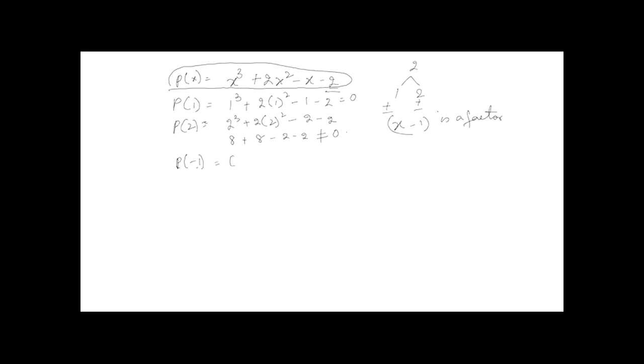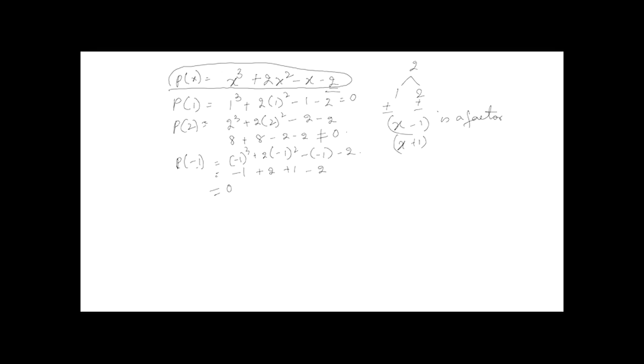Minus 1 cube plus 2 into minus 1 squared minus minus 1 minus 2. Minus 1 plus 2 plus 1 minus 2. Is it 0? Yes, ma'am, it is 0. So what is the other factor? X plus 1. Very good. X plus 1 is the factor. Correct.